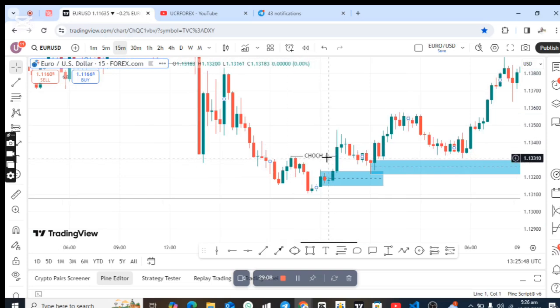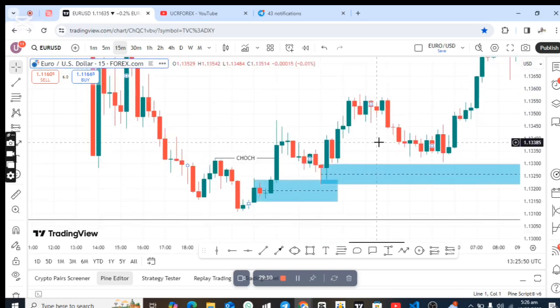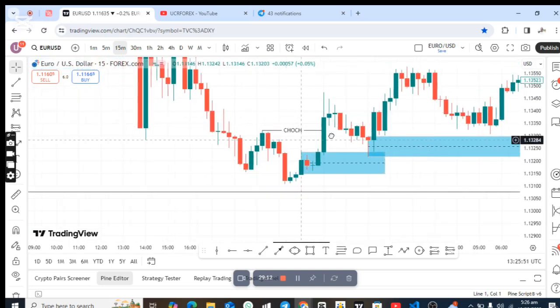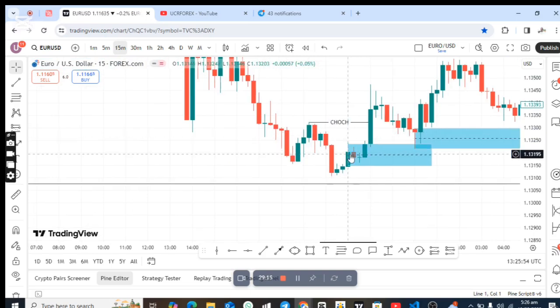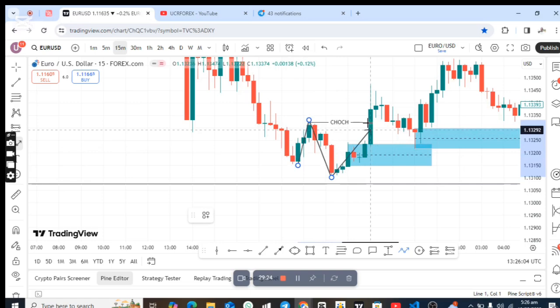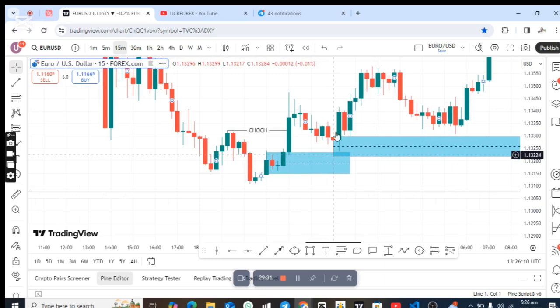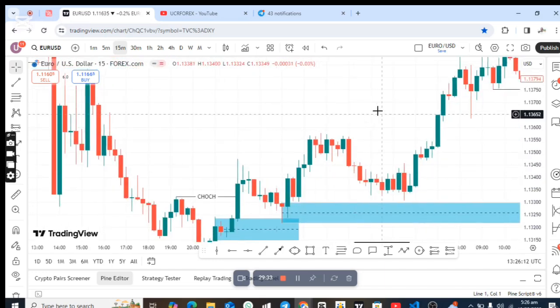You can see change of character. Look at how change of character formed. But if you are using the particular failed swing high and low, it did not happen here. We have a high, we have a low, and then this is not what I meant. As you can see, price went up immediately and broke a structure. So this is now a pure change of character. Retracement, we get in for a buy and price today pushes to the upside.